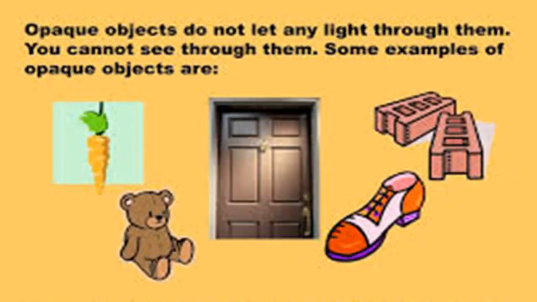And children, the third type of object is opaque objects. Opaque objects do not allow any light to pass through them. So you can't see through them. As in the activity, you tried to see through the cardboard and you were not able to see anything through it. Other examples of opaque objects are chart paper, books, desk, wood.